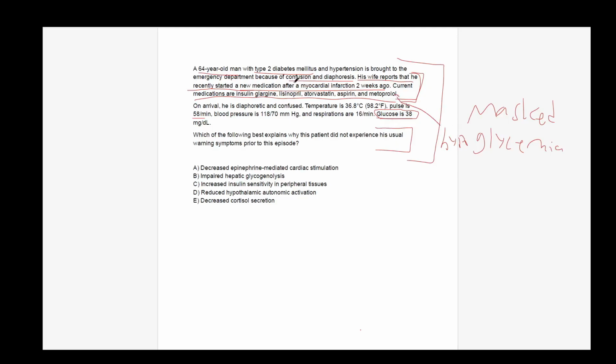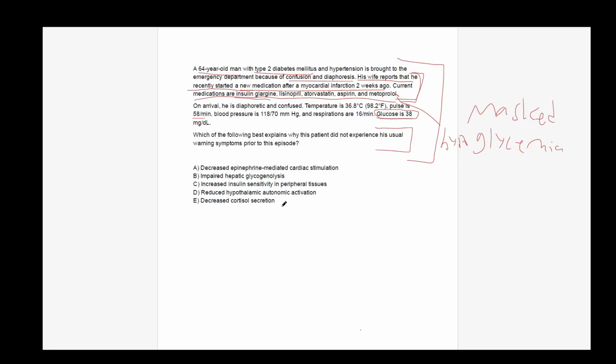Remember, he had an MI 2 weeks ago. He was probably started on a beta blocker. He's a diabetic. He takes insulin. Guys, he takes insulin, so he probably gave himself an extra dose of insulin or so, not realizing his usual symptoms of hypoglycemia, and then that probably just tanked his glucose levels.